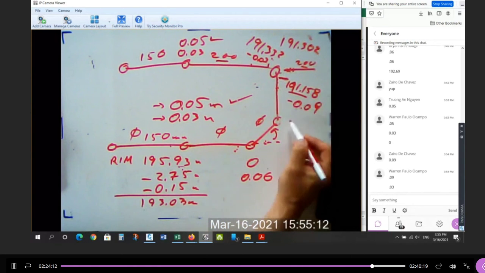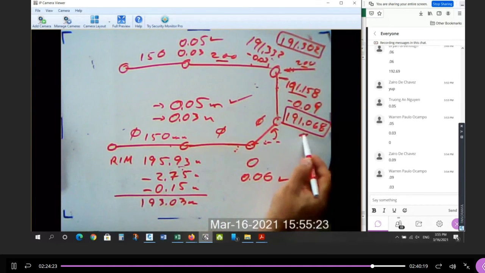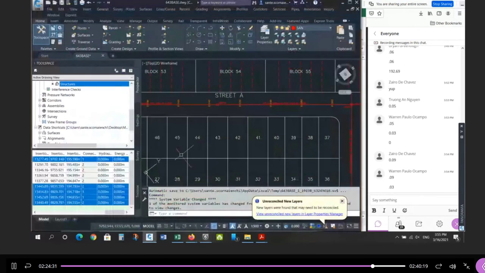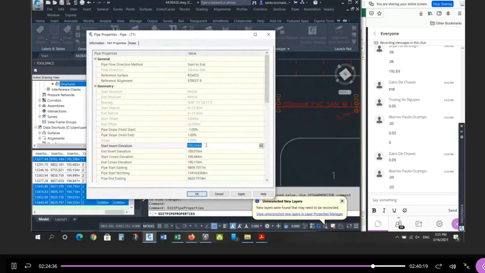This one I'm subtracting 9 centimeters from 15. 191.15 minus 9 is 068. This number and this number, which one's lower? This one is lower. That's the start of my next pipe. So I'm going to use 191.068 for this start of pipe. 191.068. Apply. Hold the start, negative 0.5. Apply. Now I have the end of this pipe.